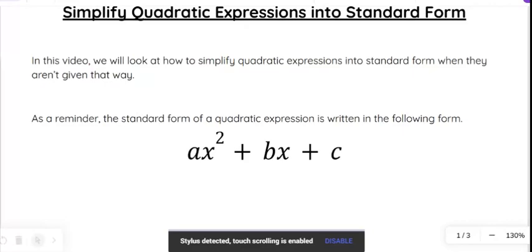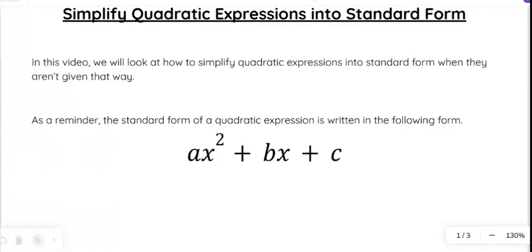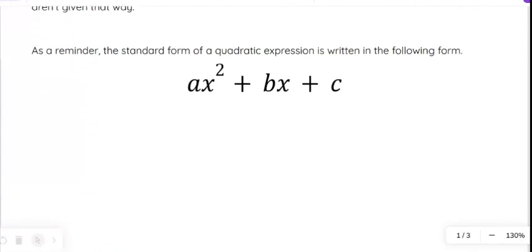Hey there, in this video we're going to take a look at simplifying quadratic expressions into standard form. So we are going to do a quick review of what standard form is. So remember that standard form for a quadratic expression is going to be written in this format down here. So we have three terms.